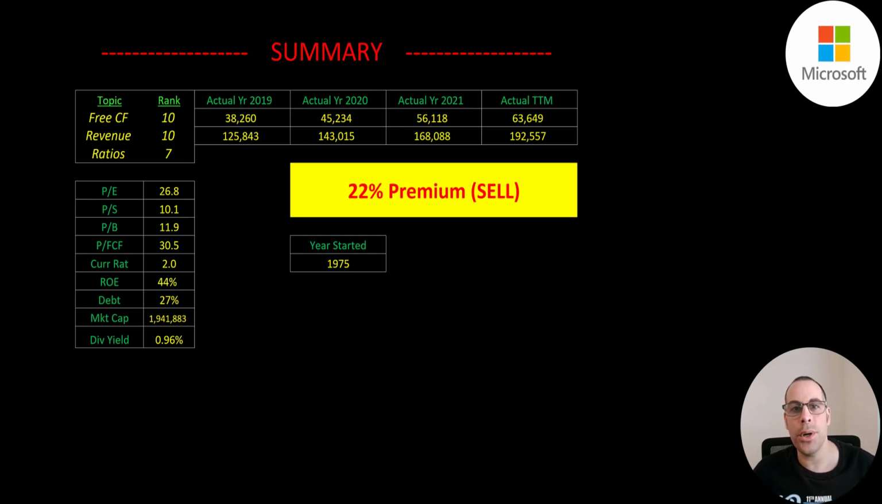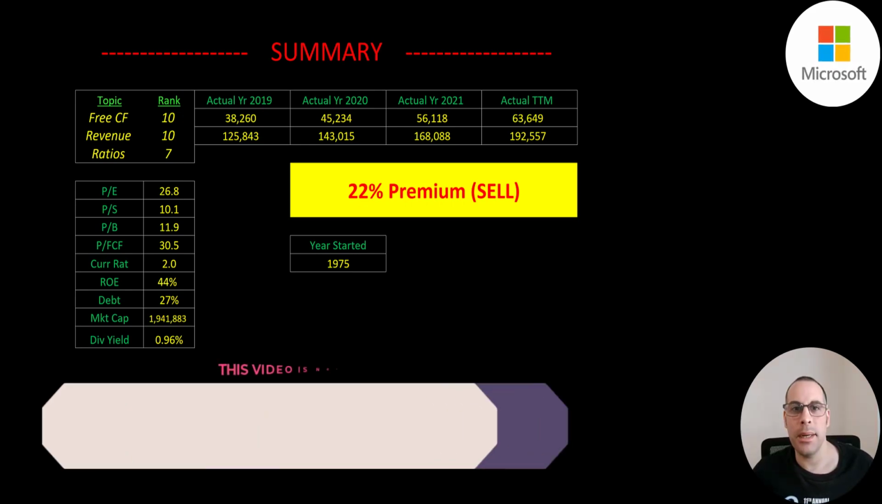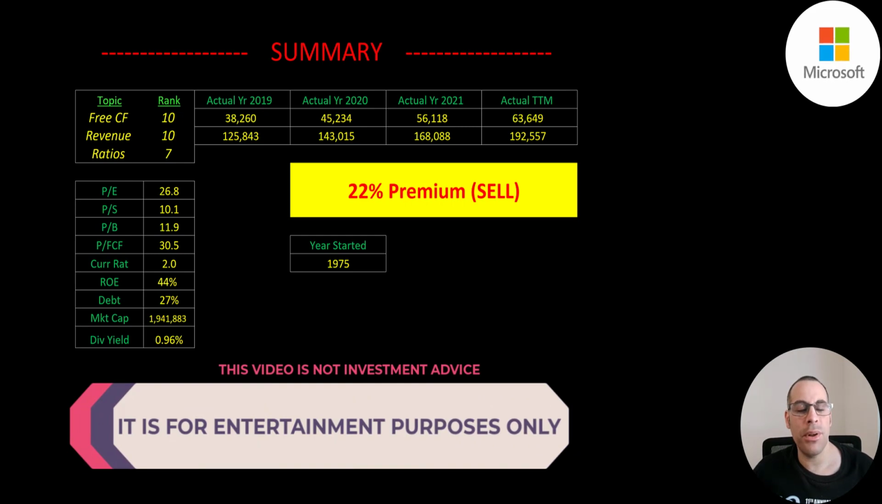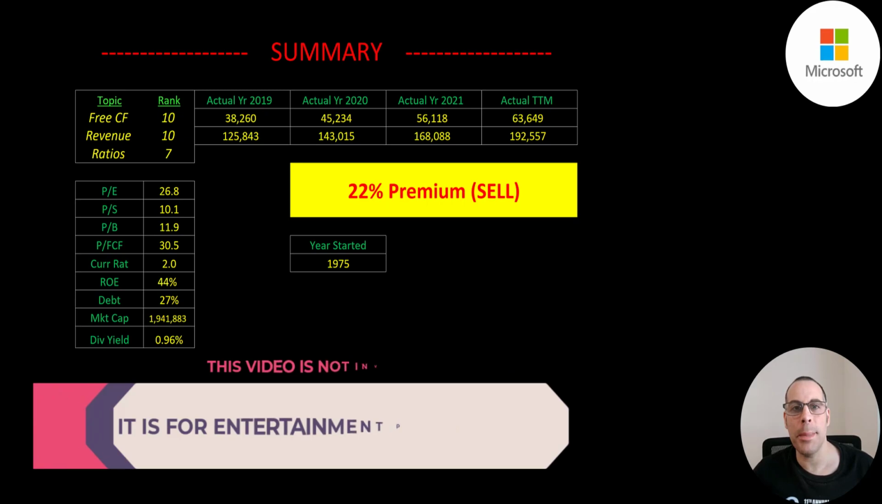It's possible in the short term if there's a huge bear market, which we're in right now, but this stock hasn't been doing that bad in the bear market. But over a several year time frame, you really can't lose with this company. I rank their free cash flows 10 out of 10, their revenue 10 out of 10, and their ratio 7 out of 10. So let me know what you think.